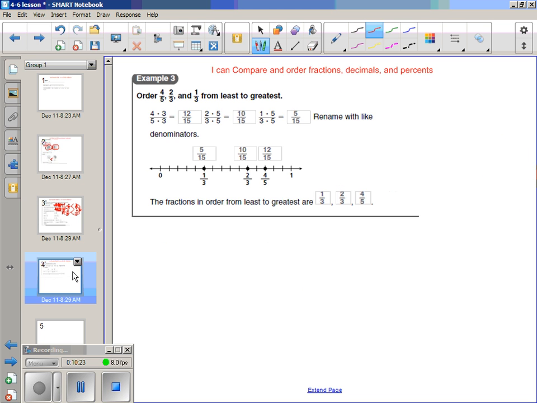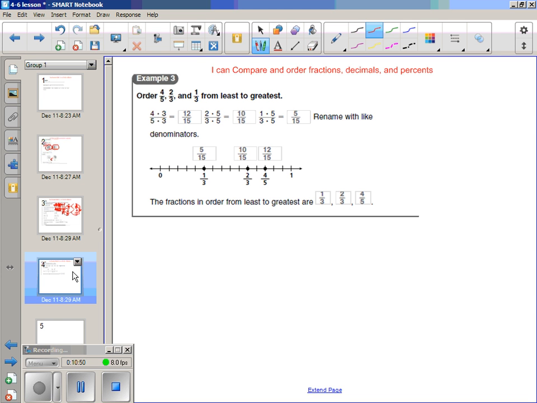Let's move on to our next page. Now, here it is. Order these from least to greatest. Now, I'm going to tell you right now, there's one way you can do it without finding common denominators. You want to hear how? Yeah. Estimation.